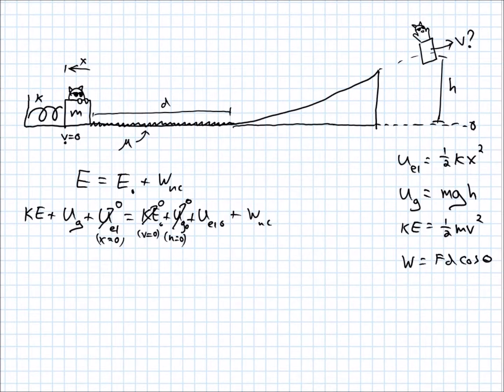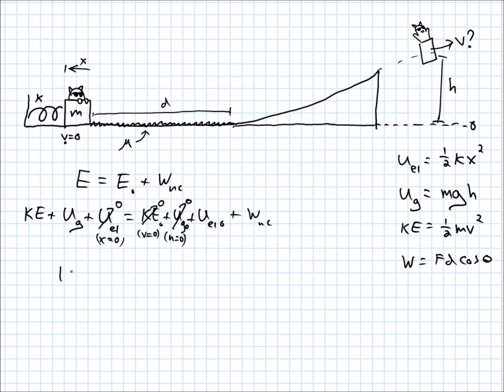Okay, but in the end, though, it does have velocity, right? And that's what we're looking for. So there will be kinetic energy, and there will be gravitational energy because he's up at a certain height. And as for the work done by non-conservative forces, well, let's see. There is friction. Friction is a non-conservative force, the only one in this problem.